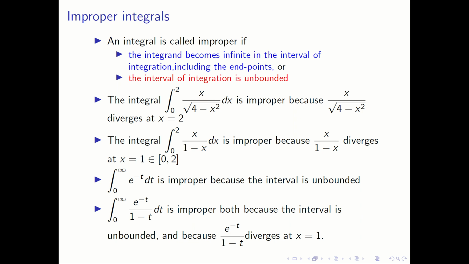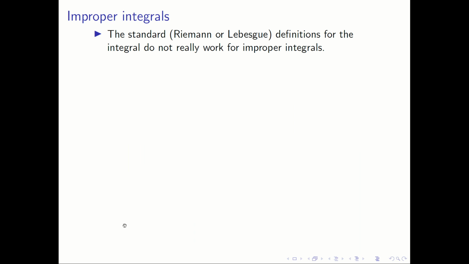Now, how do you define such improper integrals? In the mathematical sense, the standard Riemann or Lebesgue definitions for the integral do not really work for improper integrals. As I just said, you cannot break up an infinitely big interval into a finite number of pieces and then take the limit in which the largest piece goes to 0 by just increasing the number of intervals. Also, if the integrand is unbounded somewhere in the region of integration, then the sum that you are supposed to calculate, whose limit is going to give you these integrals, would typically not exist.